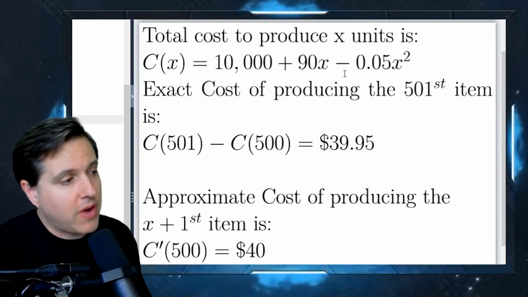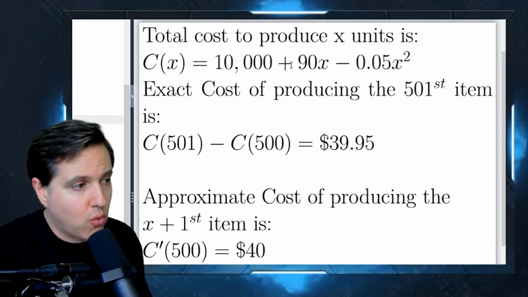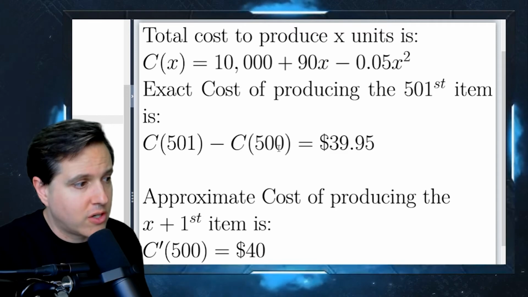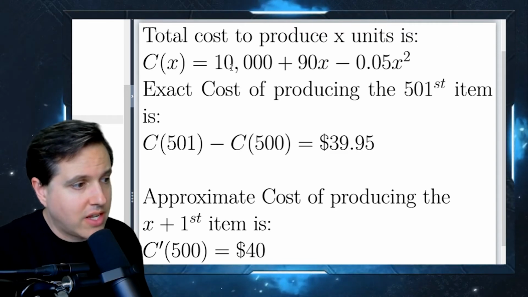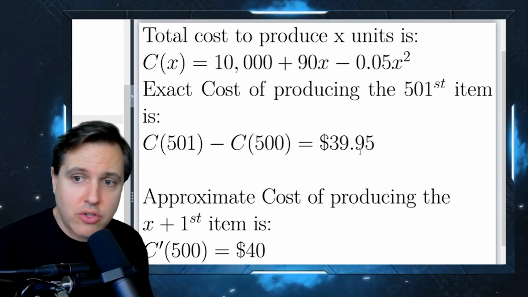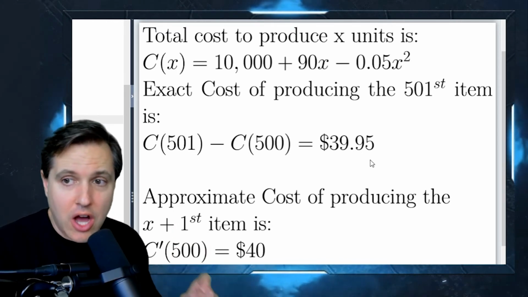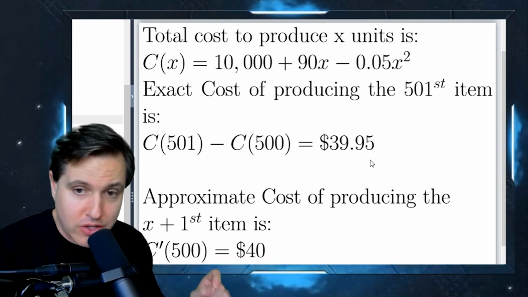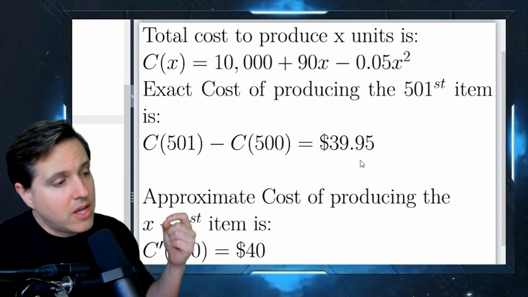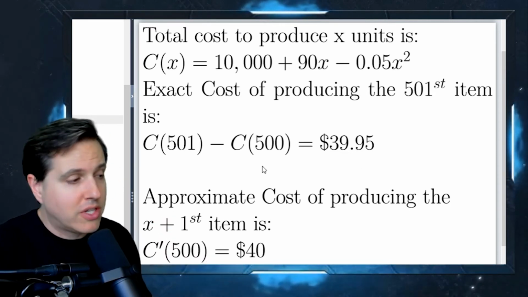All right, so if we want to find the exact cost, we would just stick 501 into this function, then stick 500 into it, subtract those two values, and you're going to get 39.95. So that's the exact cost of producing the 501st item. But let's just say we want to approximate that using the derivative.